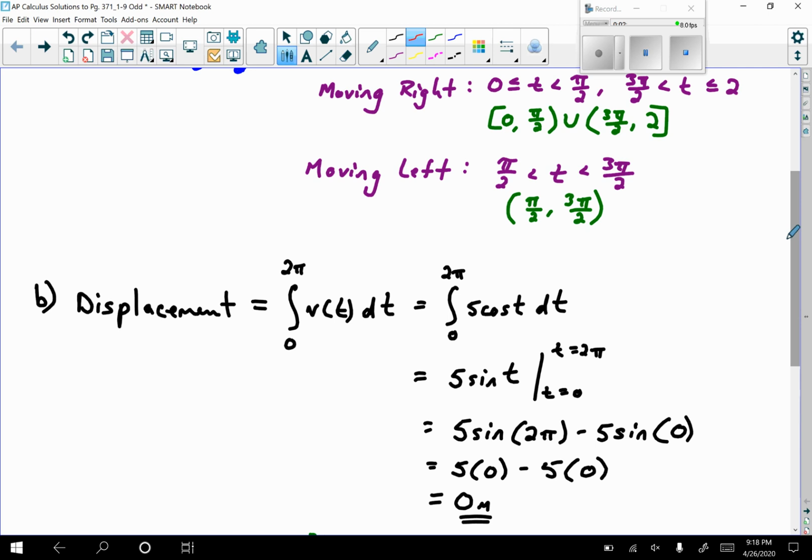So displacement is just the integral from 0 to 2 pi. So writing this out, the antiderivative here is just going to be 5 sine t, and then t is 0 to 2 pi, so we say 5 sine 2 pi minus 5 sine 0 just gives us 0 meters altogether, so this particle ended up right where it began.